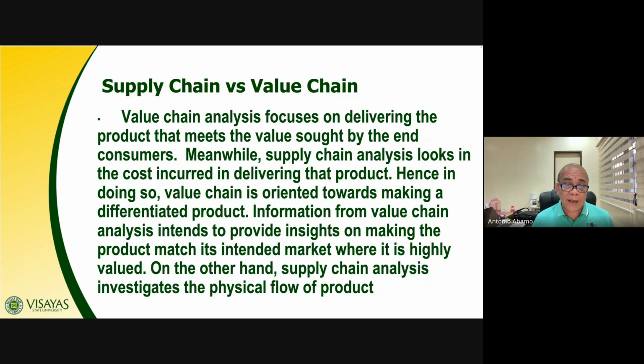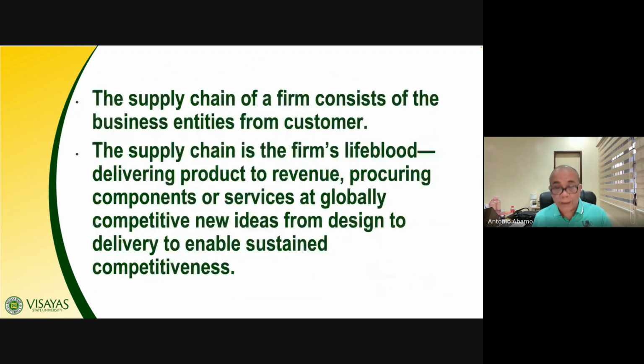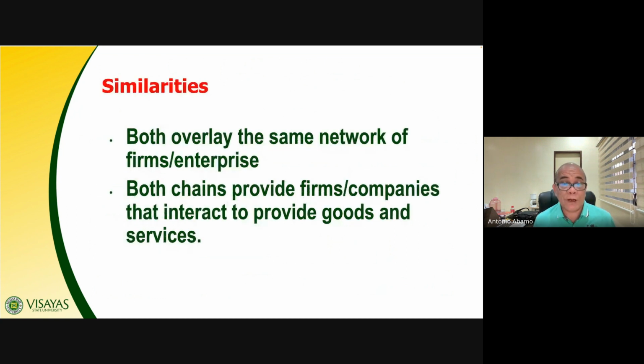Information from value chain analysis intends to provide insights on making the product match its intended market where it is highly valued. On the other hand, supply chain analysis investigates the physical flow of product. Now, the supply chain of the firm consists of the business entities from customer. The supply chain in firms is the firm's lifeblood in being able to meet the sustained requirements of the customer. Now, what are the similarities of value chain and supply chain?